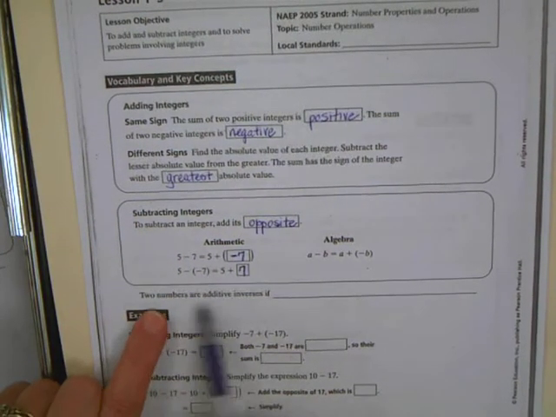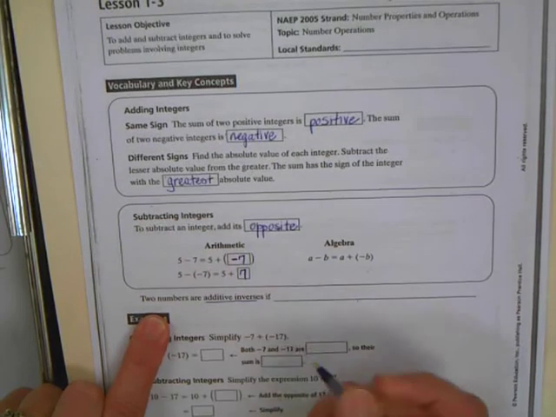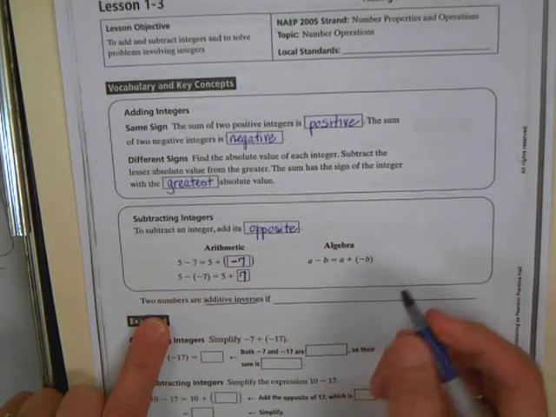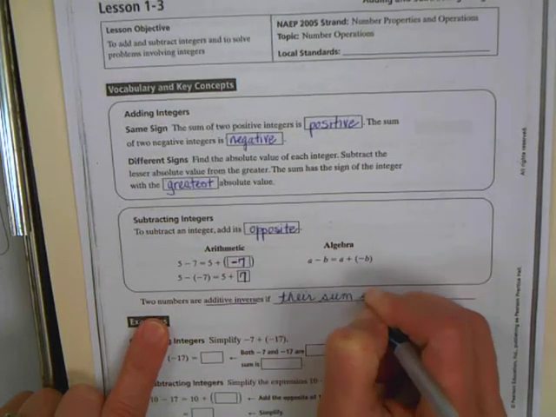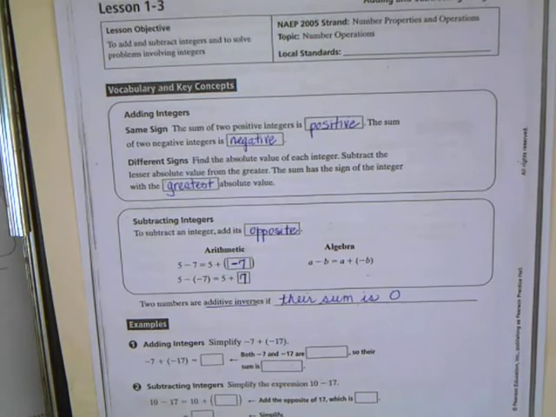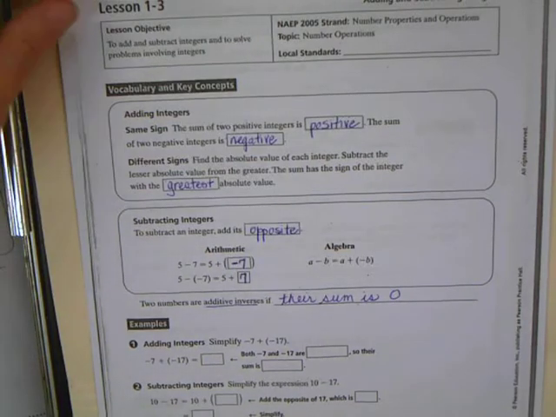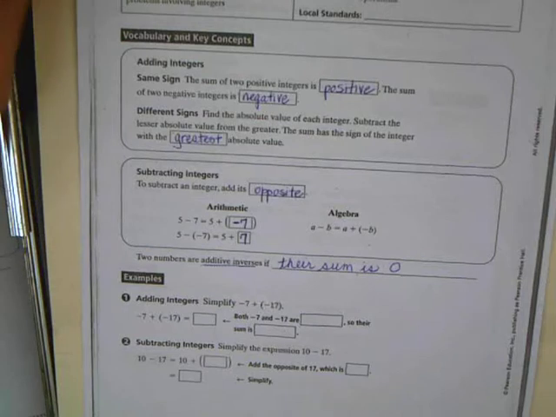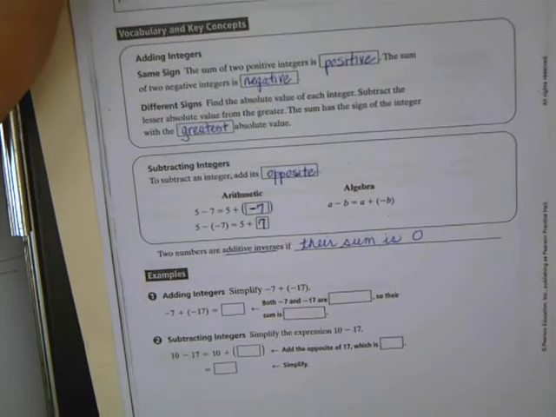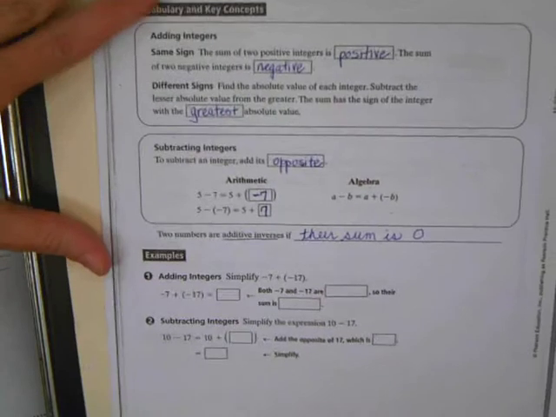Another term that we want to be aware of is additive inverses. Two numbers are additive inverses if their sum is 0. Okay, so for example, 5 and -5 are additive inverses because 5 plus -5 equals 0. Sometimes I will talk a little bit and not write everything I say, so you may want to write down some of the things I say, and you're always welcome to write that down.